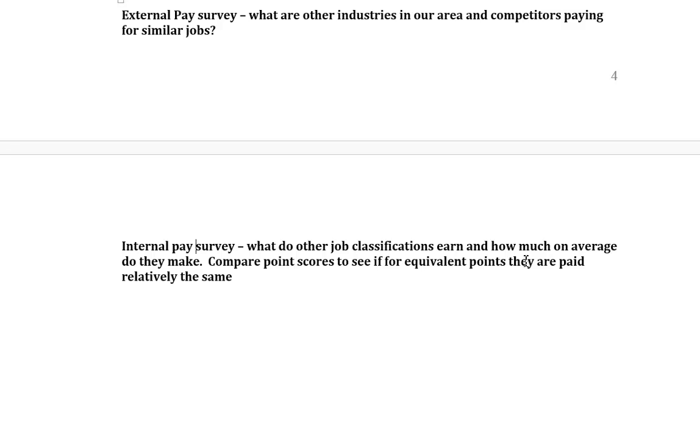So we want to make sure that internally we're paying people fairly. We would look at what other job classifications earned and how much on average they're paid and compare their point scores. So what does a marketing coordinator score in terms of points versus an admin assistant, to see if the equivalency of points relates to their pay level?